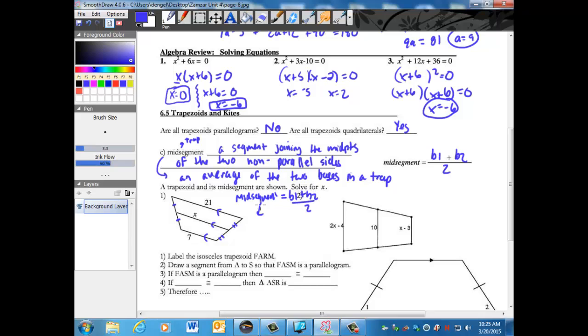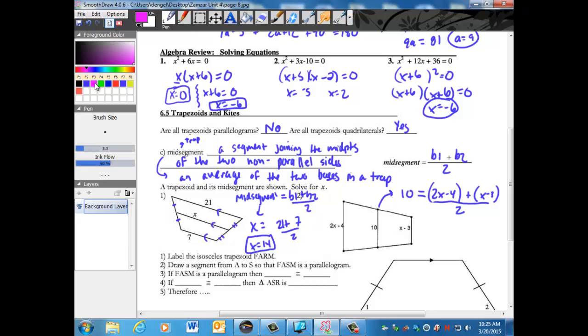In this problem, our mid-segment is unknown, it's X. Our base 1 is 21. Our base 2 is 7. We divide that by 2, X equals 14. In this problem, we're given 10 as our mid-segment, so we actually have to work backwards. Our base 1 is going to be 2x minus 4. I'll put this value in parentheses. And then plus base 2 is going to be x minus 3. And then we have to take the average, or divide by 2.